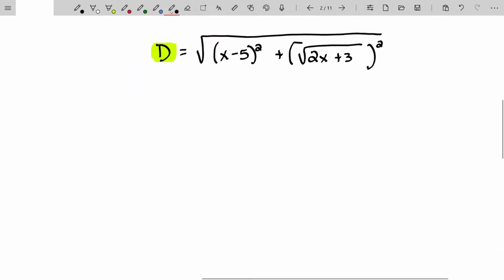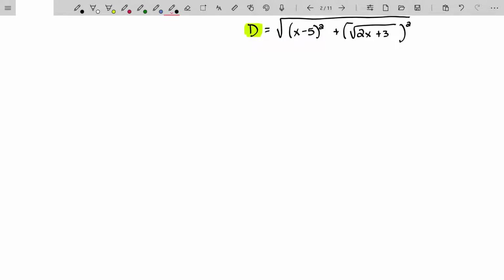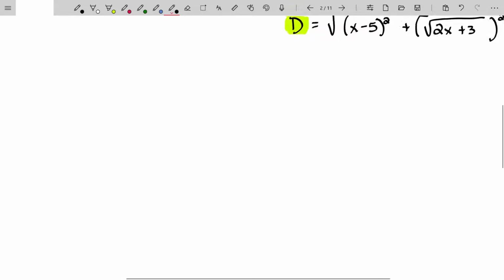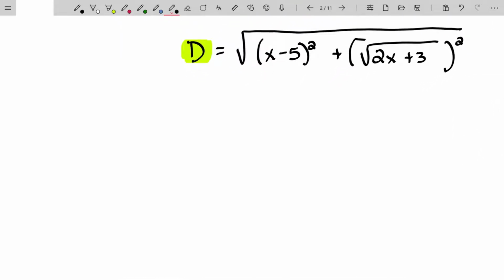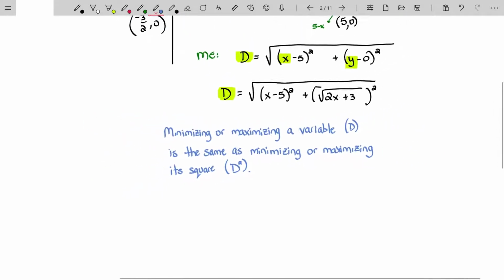The second thing I want to convince you of is if you want to minimize D, it's the same thing as minimizing D squared. Let me write that down because it's a critical topic, especially when you're specifically dealing with distances. Minimizing or maximizing a variable d is the same as minimizing or maximizing its square. Think about that. Let's say our distance gets minimized when x is 5. Well, the square of the distance also gets minimized at the very same moment, because if you square all the distances, the smallest value still should occur when d is the smallest. So minimizing or maximizing a variable is the same as minimizing or maximizing its square, as long as the variables are positive, I should say. And they will be because these are real world problems.